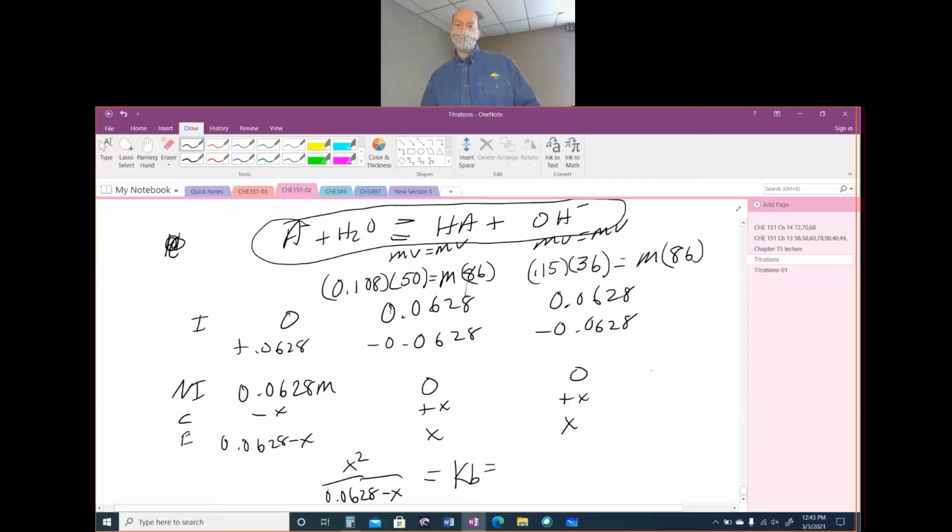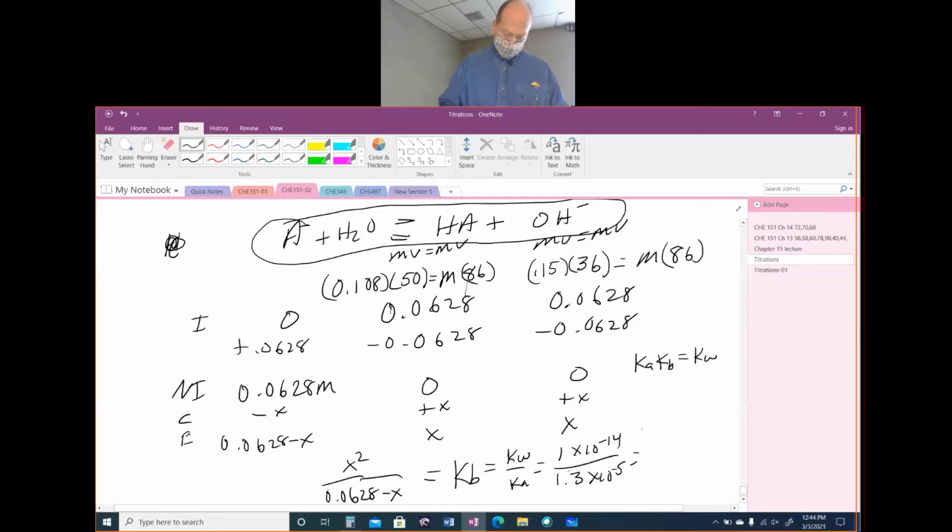We don't have a KB, we only have a KA. That's fine because we know that KA times KB is equal to KW. And so all we have to do is take KW divided by KA, and we have our KB. So 1 times 10 to the minus 14 divided by the KA, which was 1.3 times 10 to the minus 5, gives us 7.7 times 10 to the minus 10.